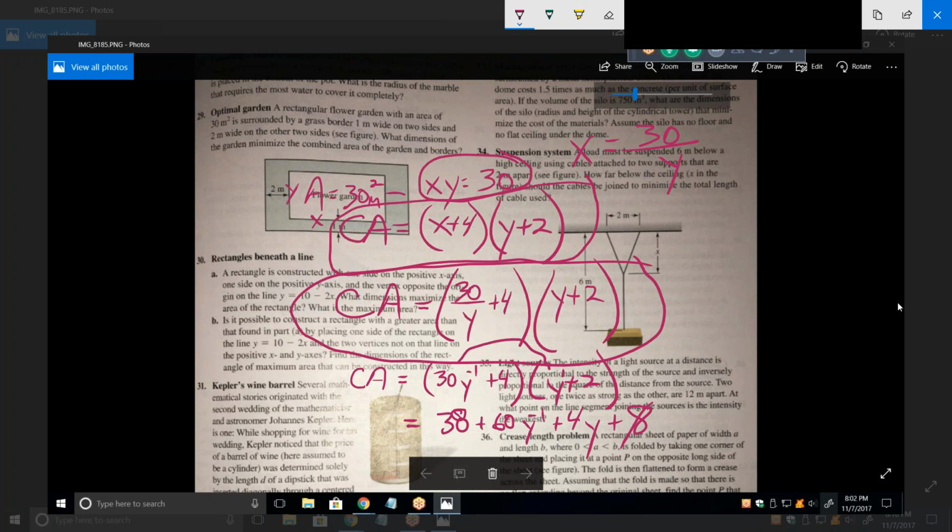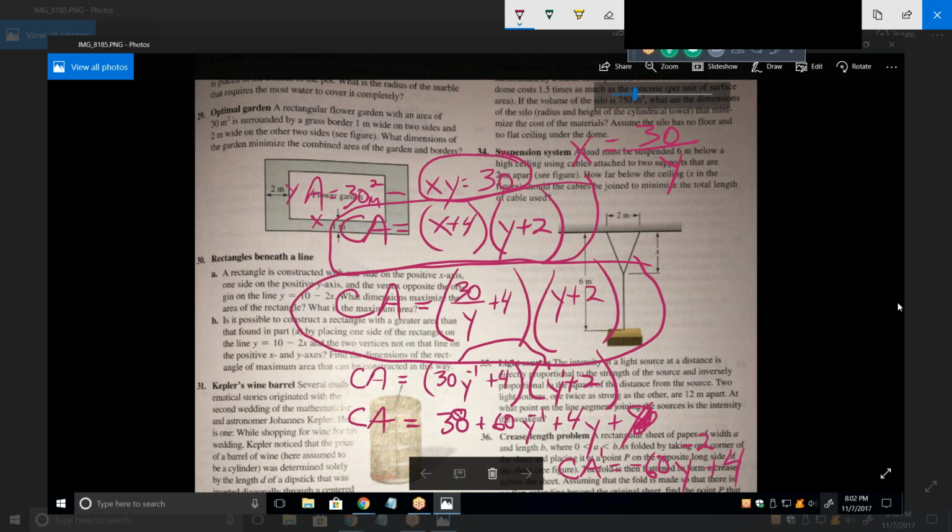You with me? Now take the derivative of that, which is relatively easy. If that is CA, then what is CA prime? So it would be term by term. The 38 goes to 0, so that doesn't mean anything. Okay. Then you have negative 60y to the minus 2. Yeah. Negative, yeah. Plus 4. And that's it.